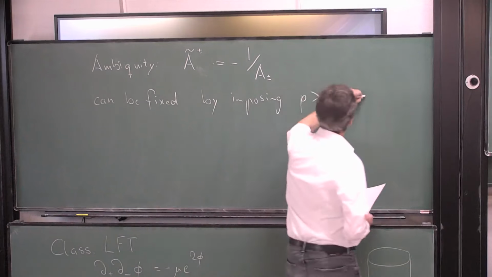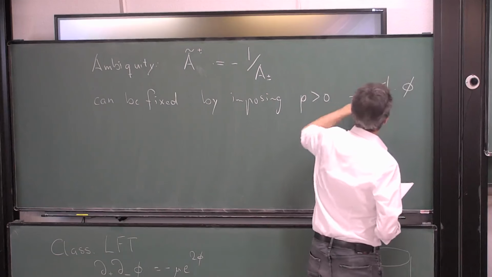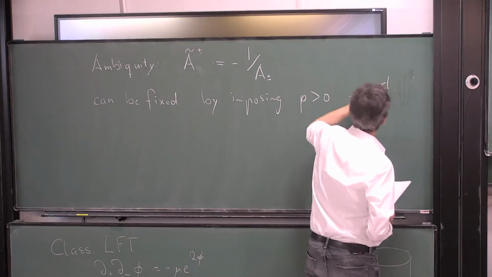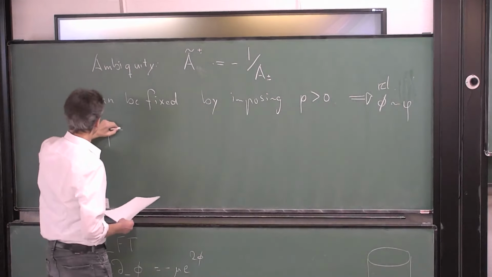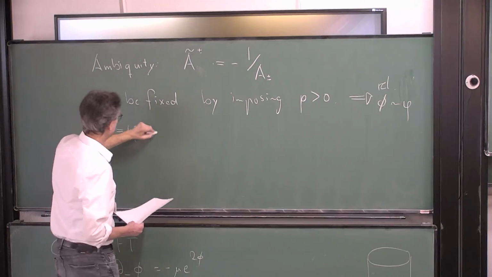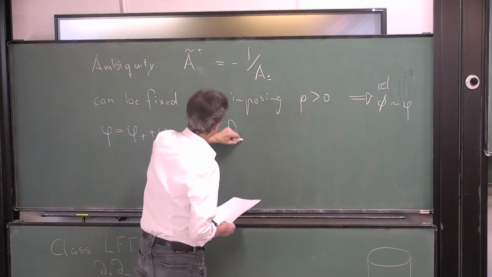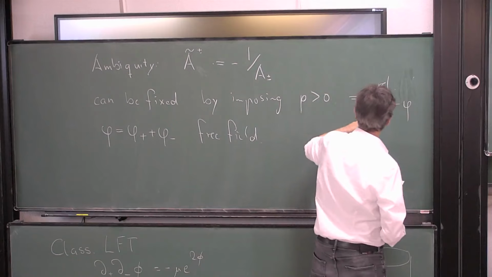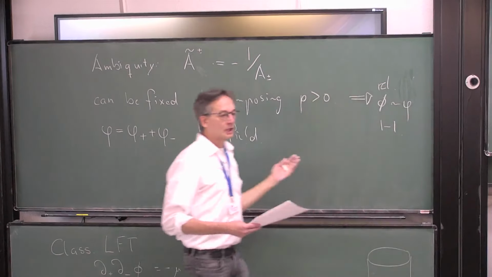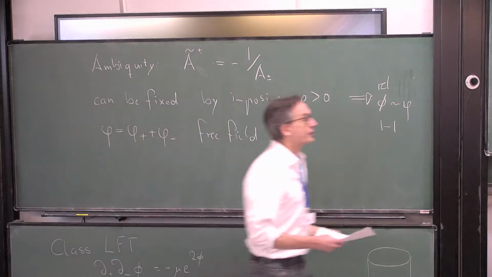The remark was, if we impose this, the relation, and I'm here very schematic, the relation between phi and var phi, so maybe I introduce here phi as simply being the sum of phi plus and phi minus, which is a free field. So if we impose this, the relation is 1:1. Otherwise, it's 2:1 if we allow the negative values. Good, and to round off that story.